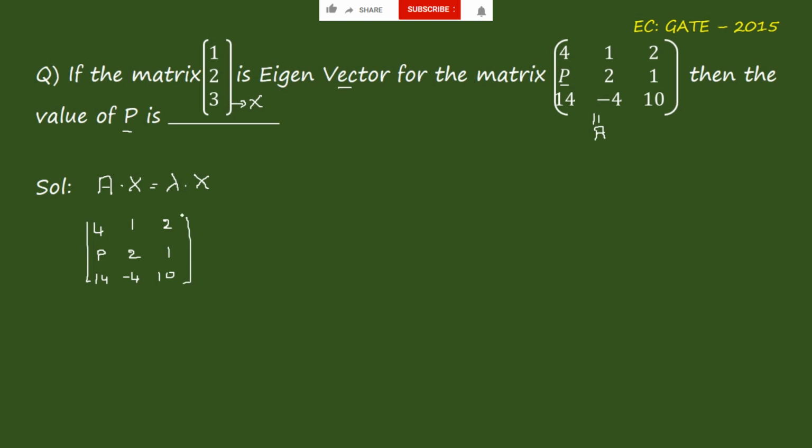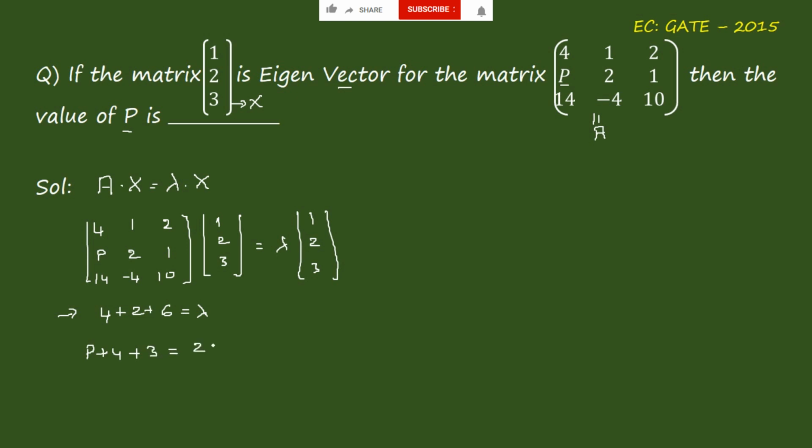And coming to the X matrix, X is given as 1, 2, and 3. It is equal to lambda into 1, 2, and 3. Now we are multiplying these two matrices and equating with the other side. So it becomes 4 plus 2 plus 6 is equal to lambda. The other one is p plus 4 plus 3 is equal to 2 lambda. The other one is 14 minus 8 plus 30 is equal to 3 lambda.